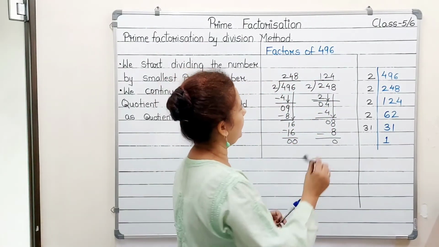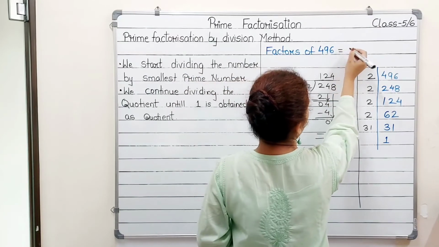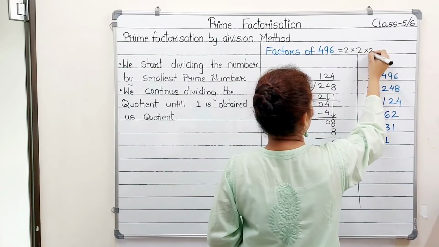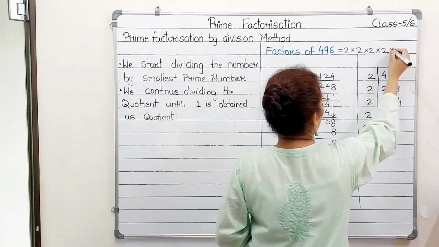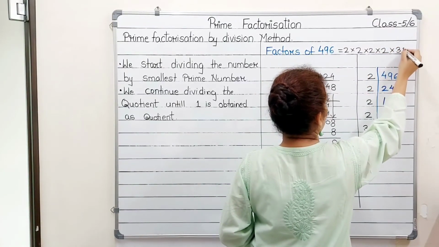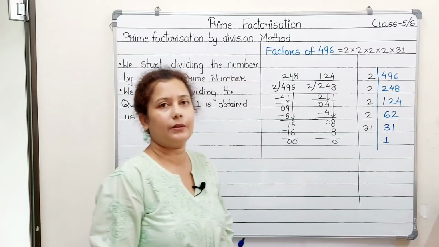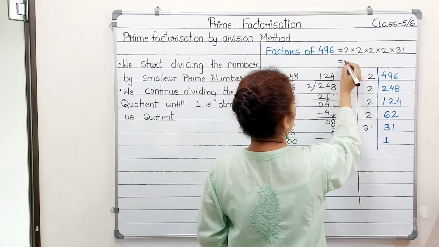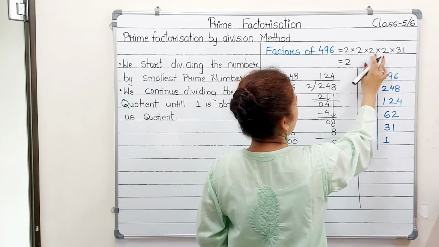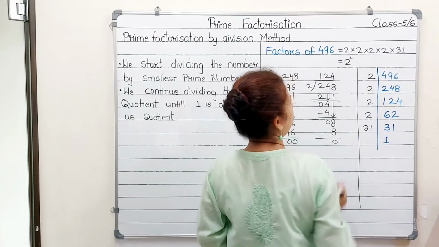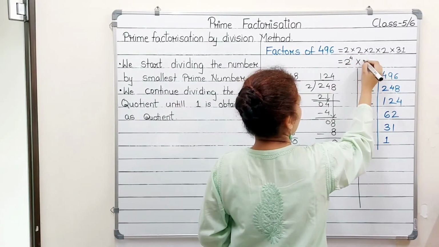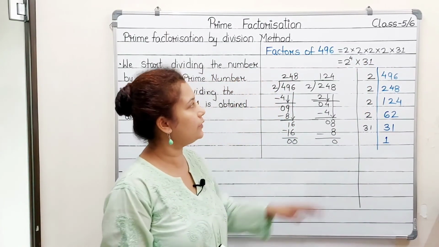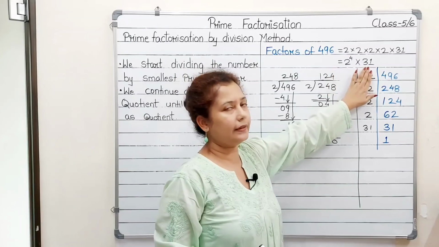So the factors we got are 2 into 2 into 2 into 2 into 31. So here we can also represent this as 2 raised to power 4 into 31. That means 4 times 2 and 31.